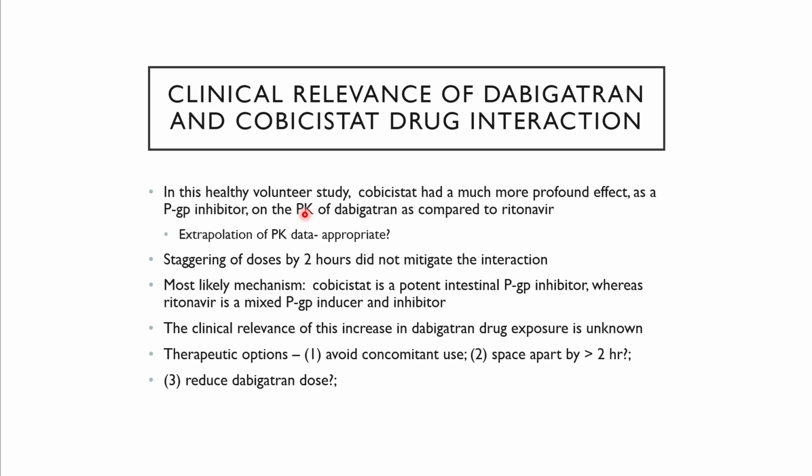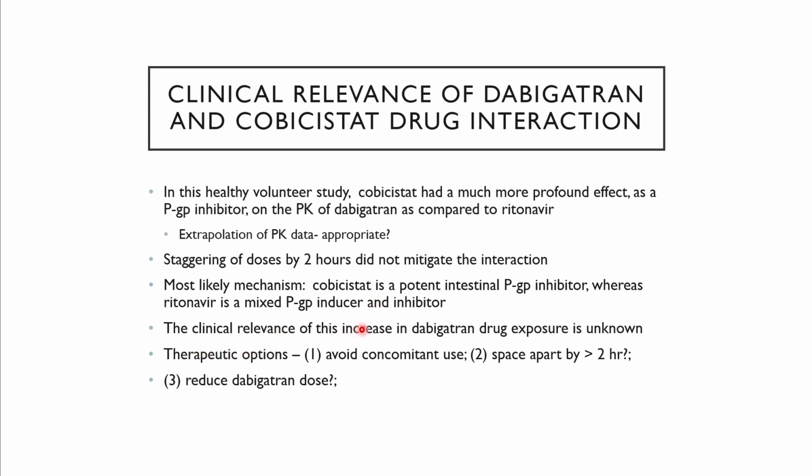So in this healthy volunteer study, it's apparent that COBI did have a much more profound effect as a PGP inhibitor, but extrapolation of this data may not be entirely appropriate to all target populations. Staggering the dose actually did not have an expected pronounced effect. It actually did not mitigate the interaction. And likely the mechanism is that COBI is indeed a potent intestinal PGP inhibitor, whereas ritonavir may be acting as a mixed inducer and inhibitor of P-glycoprotein.